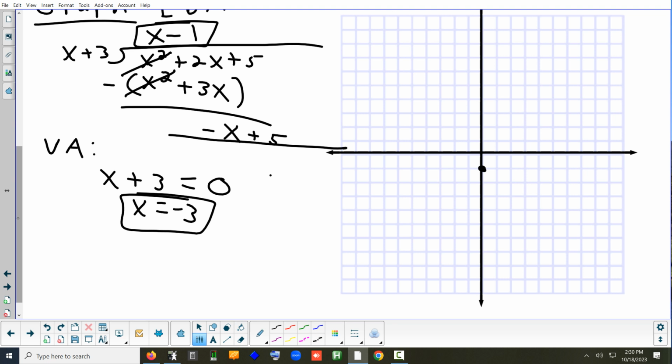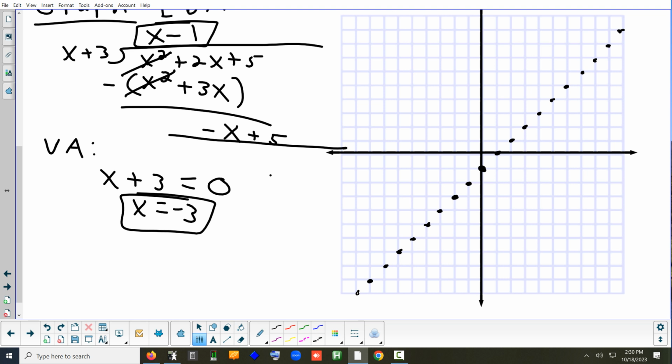Over 1, 1 over 1. So where do I go from my y-intercept to get another point? Up 1. Up 1 in which way? Over 1, right. Up 1, right 1. And rather than make it a dotted line, I'm just going to do that a bunch of times. That's good enough. So that's my slant asymptote.